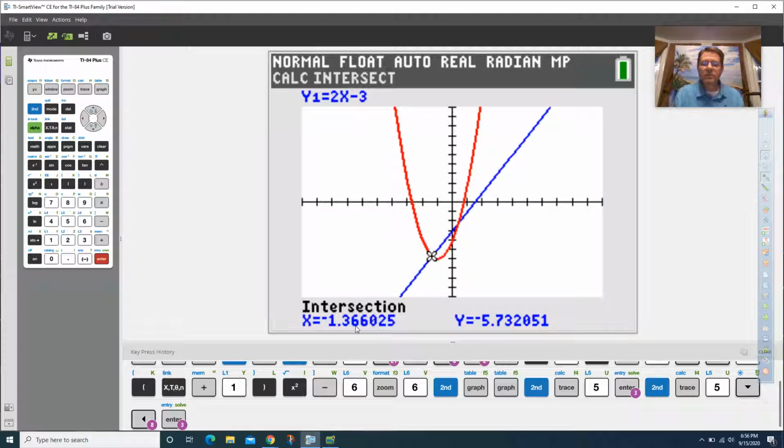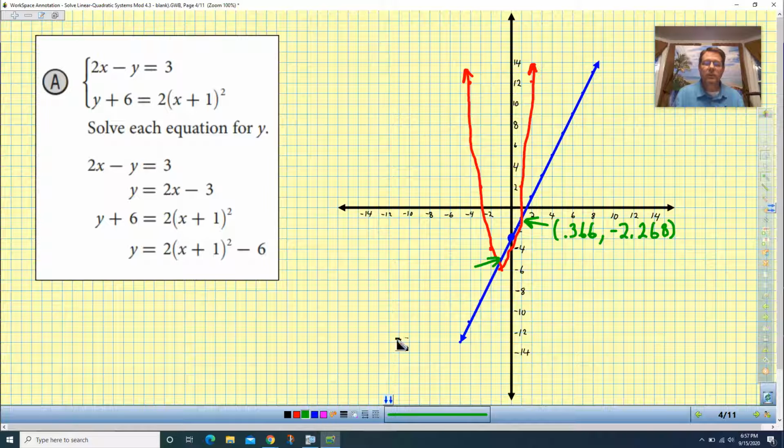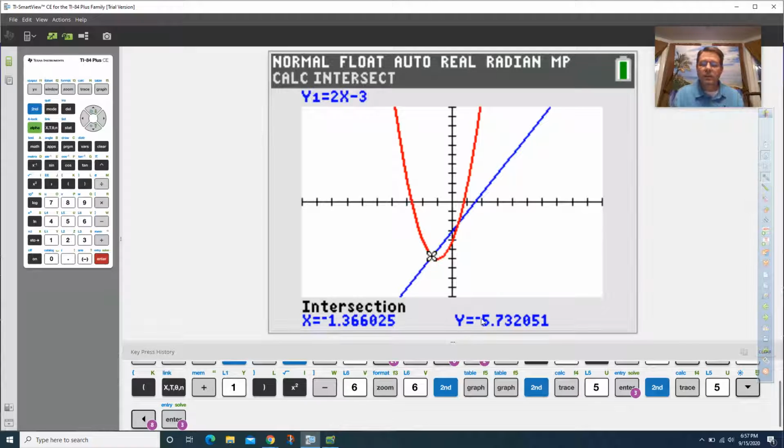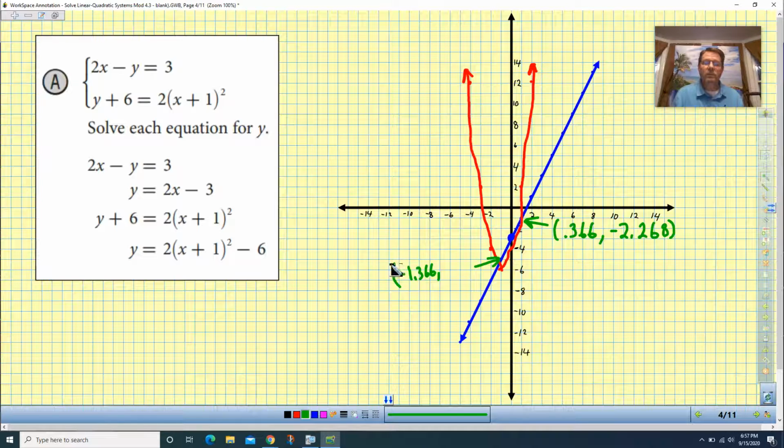Okay, so this is a very similar point. -1.366 again. So -1.366, comma, and then -5.732. Good grief. Those are some crazy numbers, but that's how that kind of goes.